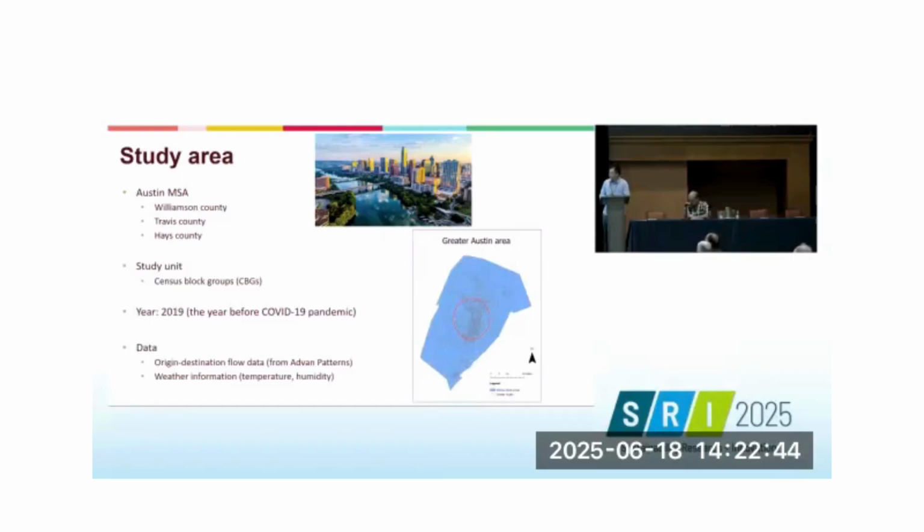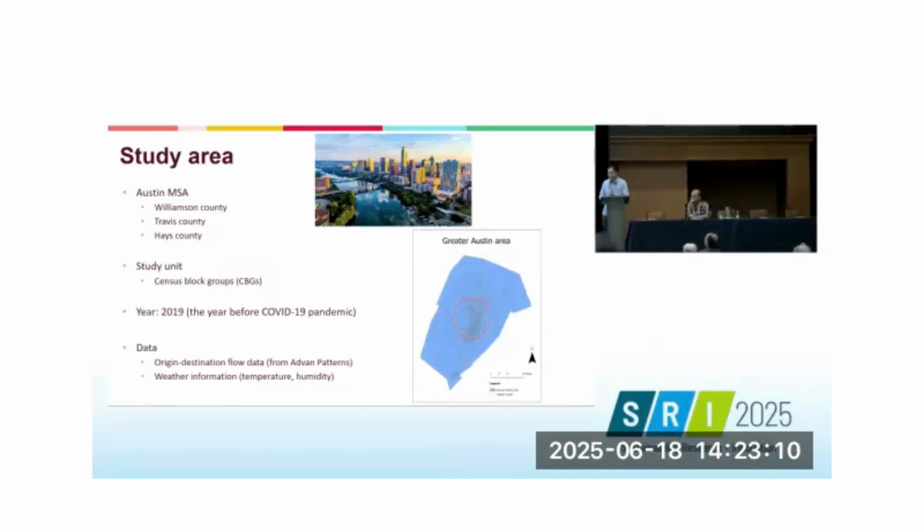In this study, we include the Greater Austin area, which includes three counties. The study unit is the census block group. We choose this unit because for the OD data, the finest spatial unit we can achieve is the census block group. The data is from Advan Patterns, before that, it had the formal name of SafeGraph.